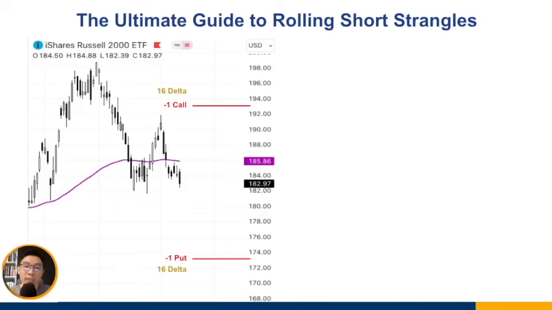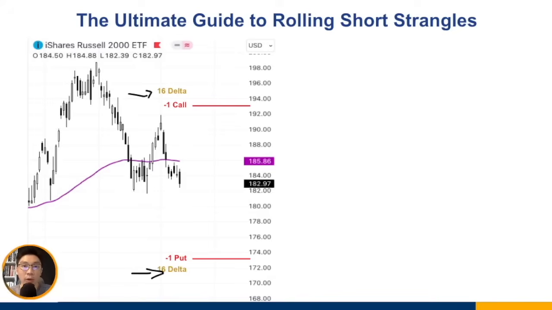Right, when we start off with a neutral short strangle, generally we want to start off with the 16 delta. So basically this is how we enter into a short strangle, and 16 deltas on both sides is the expected move. I've already created a video on the expected move. If you haven't watched that, just go ahead and find that on my channel.